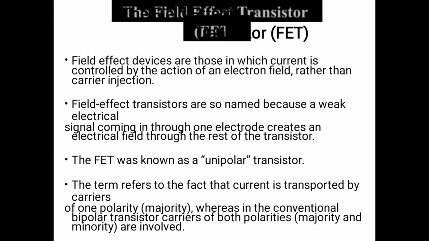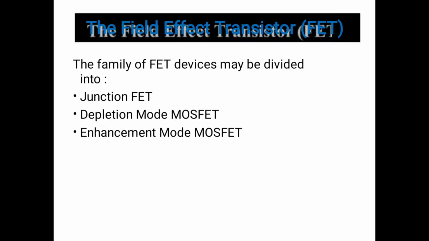They are known as unipolar transistors. The term refers to the fact that the current is transported by carriers of one polarity only, whereas in the conventional bipolar transistor, carriers of both polarities, majority and minority, are involved. The family of field effect transistor devices is divided into the junction field effect transistor, the depletion mode MOSFET and the enhancement mode MOSFET.